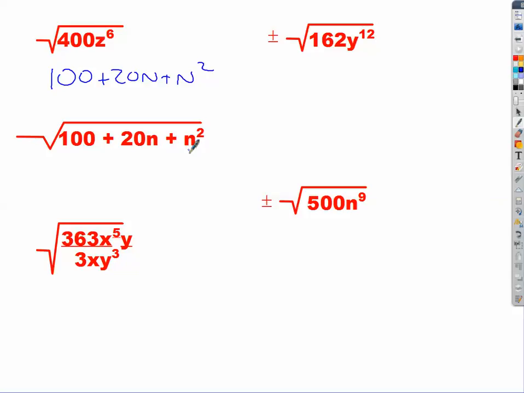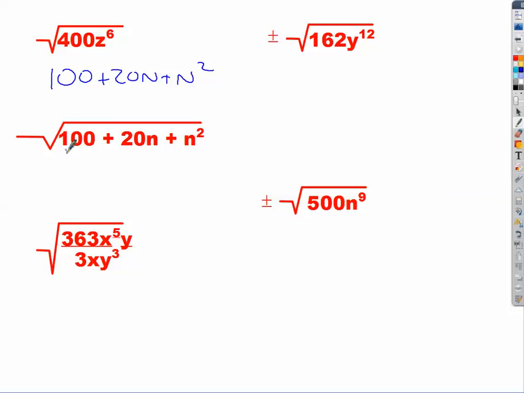Is there a letter that goes into all three of those terms? No. The second thing that we look for is a difference of squares. And you'll remember a difference of squares typically is a binomial where both terms are perfect squares and it's a difference. It's a subtraction problem. Does this expression satisfy those requirements? So that means it's not a difference of squares.